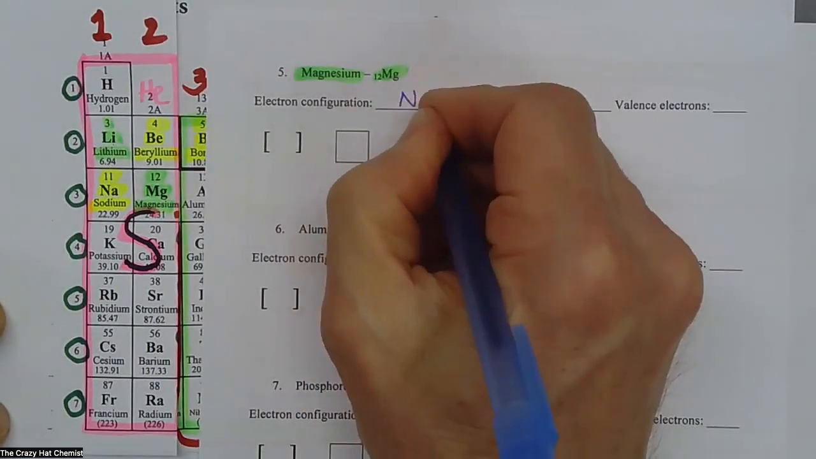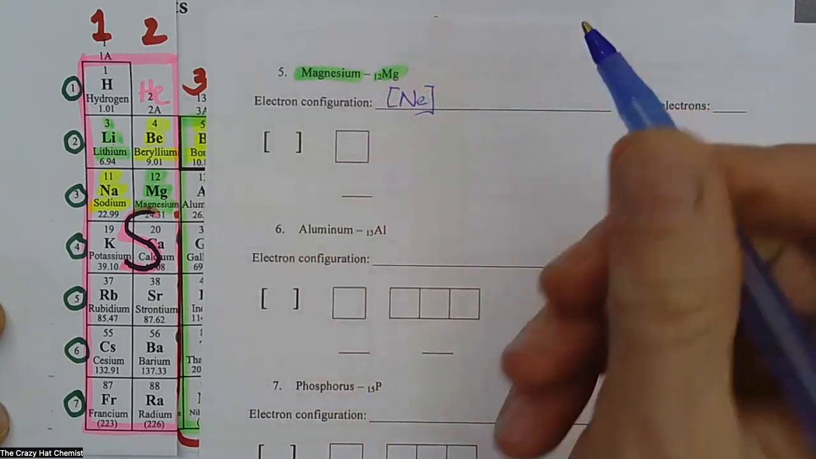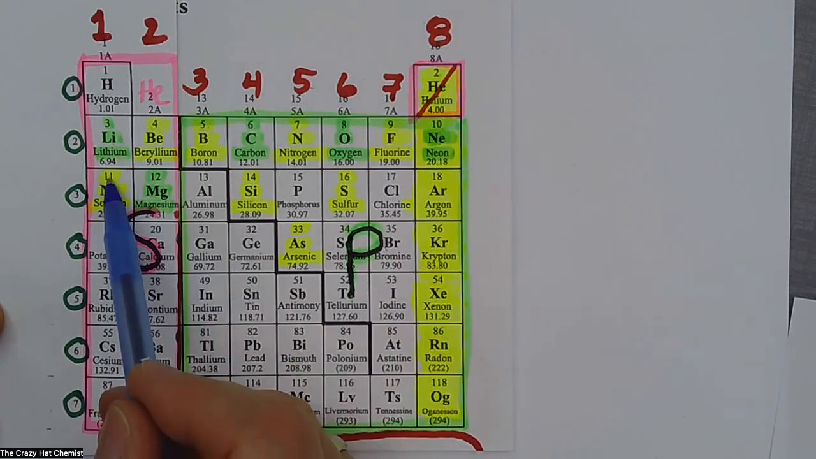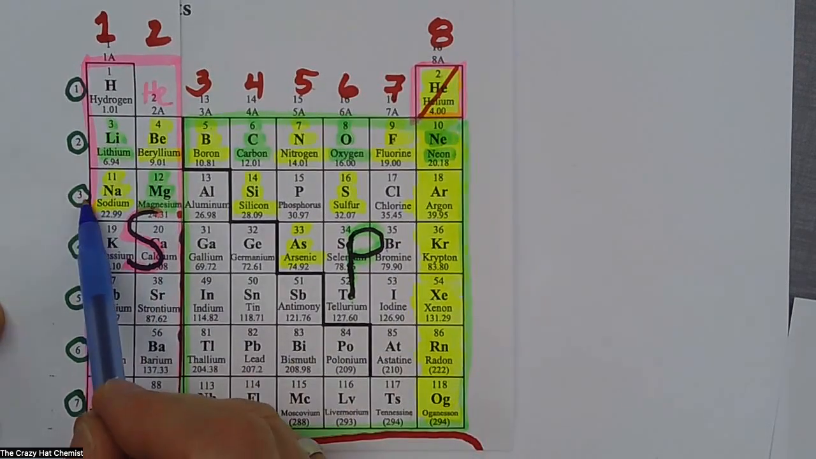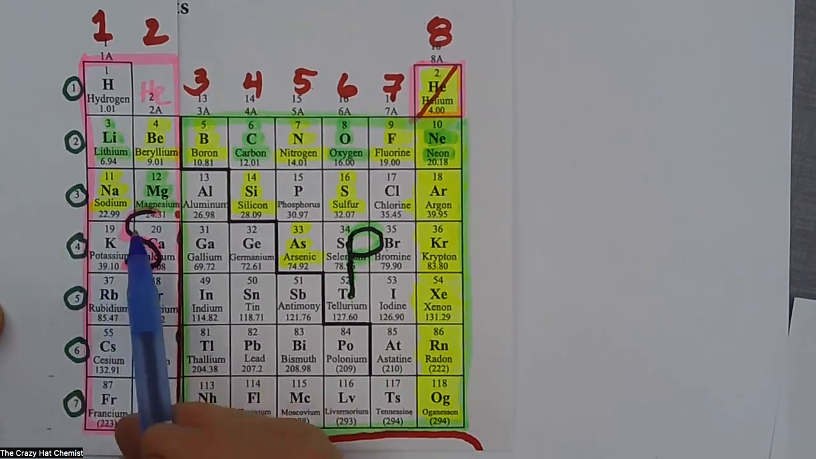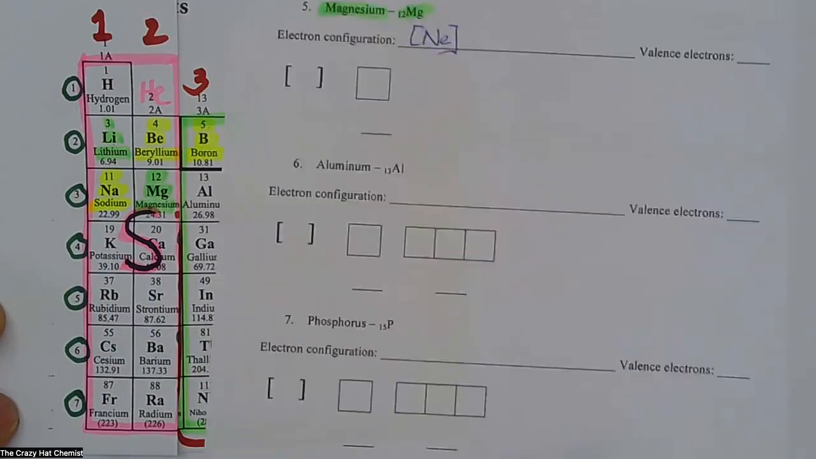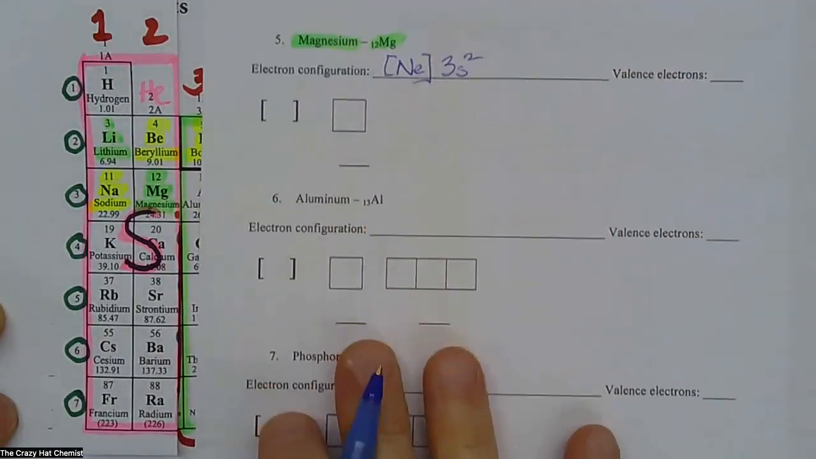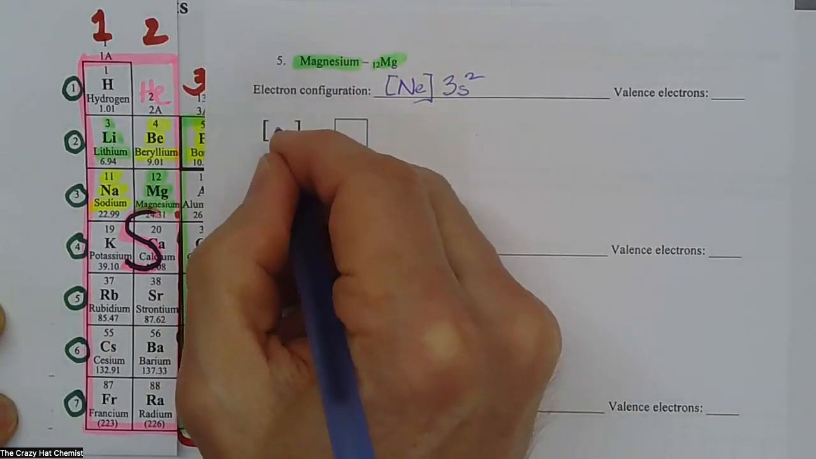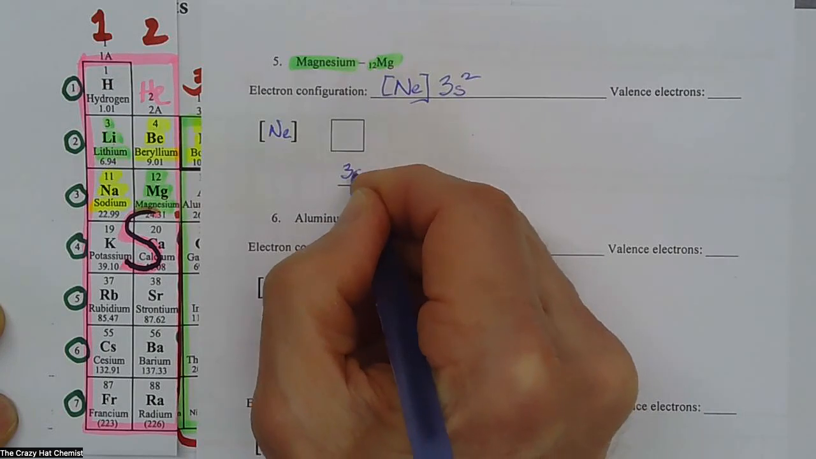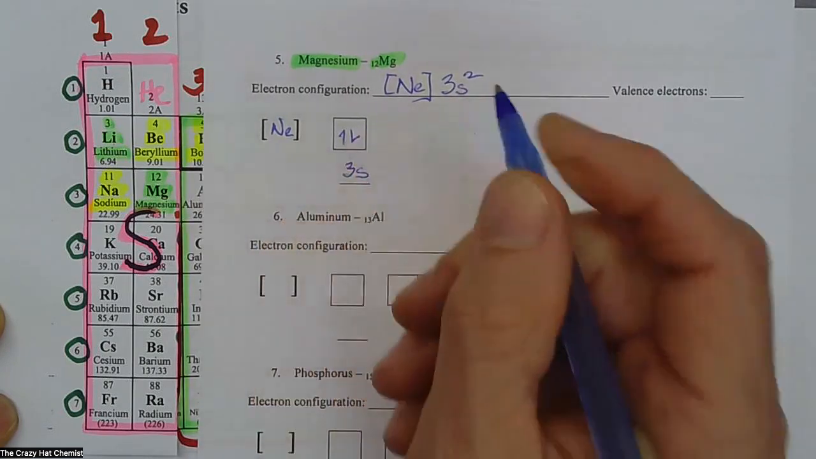So that's Ne in brackets, and that has counted up to 10. I'm going to do 11 and 12. So that's the third floor, 3s1, 2. And that's it. 3s2. All right, I'm going to do the same thing with the noble gas notation for the orbital box diagram. That's Ne. There's a 3s, and that's 1 and 2.